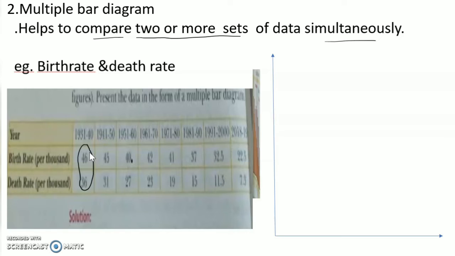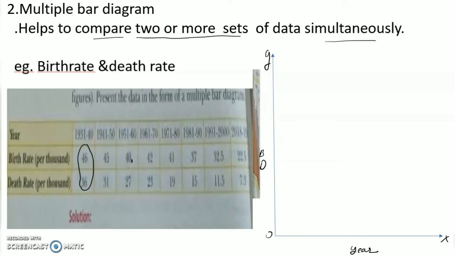Now I will explain how to draw this bar diagram. As I told in the first simple bar diagram, first we have to draw the y-axis. This is the y-axis, it's always the y-axis. Here it is 0, and this is the x-axis. So here, as in the first case, we take the year, and here birth rate and death rate we have to take.